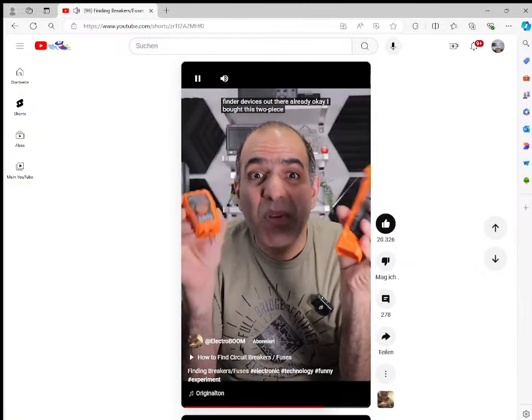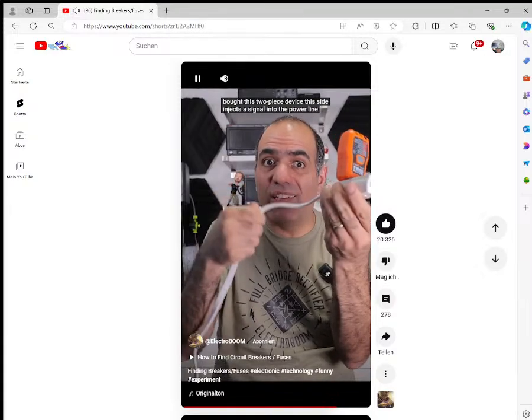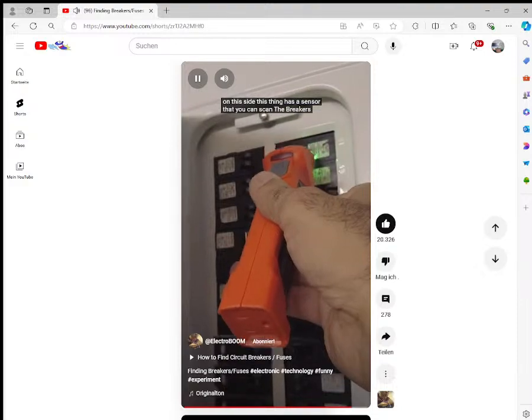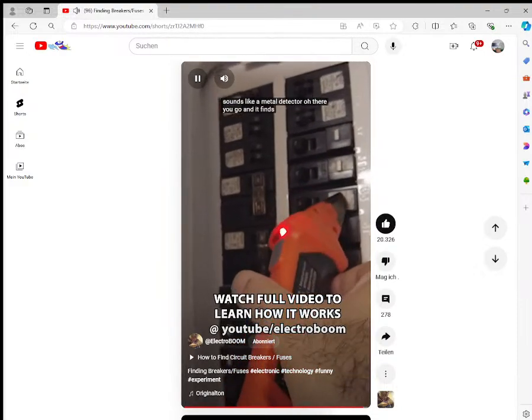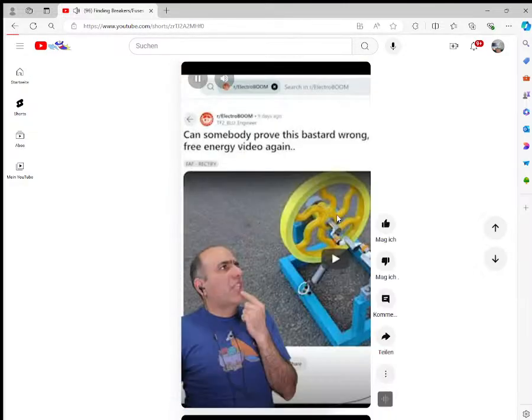Okay, I bought this 2-piece device. This side injects a signal into the power line, and this side has a sensor that you can scan the breakers with. Sounds like a metal detector. Oh, there you go. And it finds the right breaker. Everyone knows how to find the circuit.